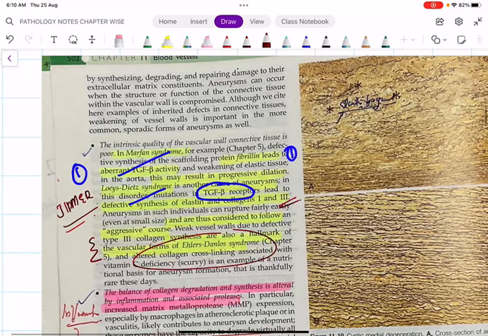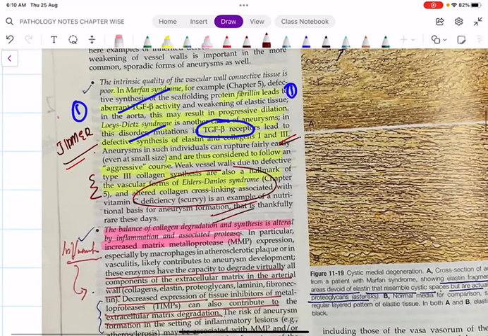Then in case of vitamin C deficiency, there is a defect in cross-linking of collagen. So in all these conditions, the intrinsic quality of the vascular wall is affected. Again, Marfan syndrome, abnormal TGF beta activity. Then Loeys-Dietz syndrome, TGF beta receptor mutation. Ehlers-Danlos syndrome type 3, and the fourth one is vitamin C deficiency, or scurvy.